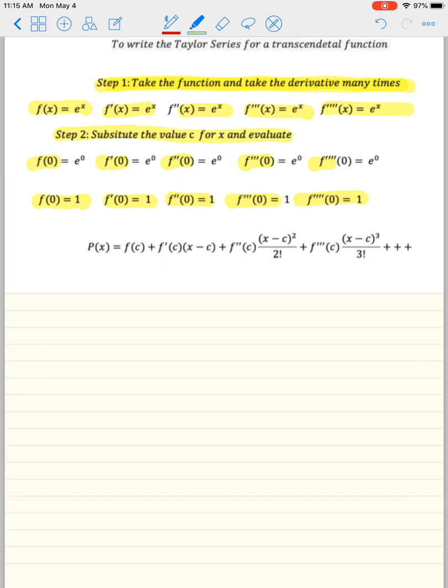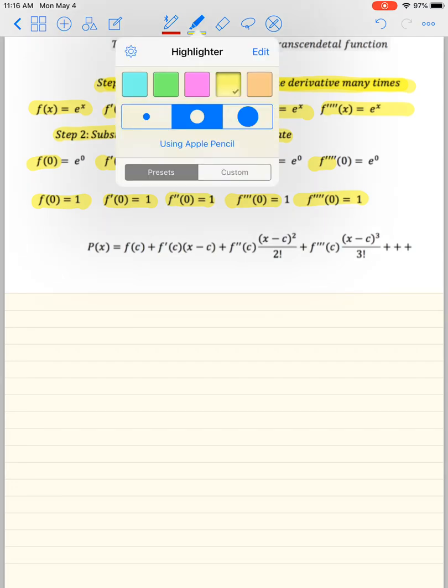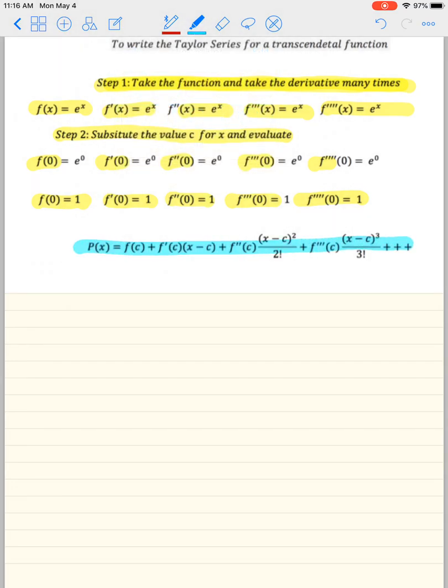Now, these are going to go into this formula down here. So let's switch some colors. This is the formula in order to write a polynomial function or a Taylor series that approximates your transcendental function, which is basically anything that's not a polynomial. So natural log, sine, cosine, and so on.